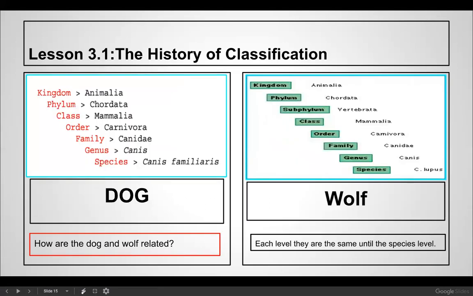So if you look at the picture here, the dog versus the wolf, you can see they're similar in the sense that they are animals, they have backbones, they are in the order Carnivora, right? They both have the same family, but it's not until they get to the species that they're different. So they both belong to the genus Canis, but they're very different species.